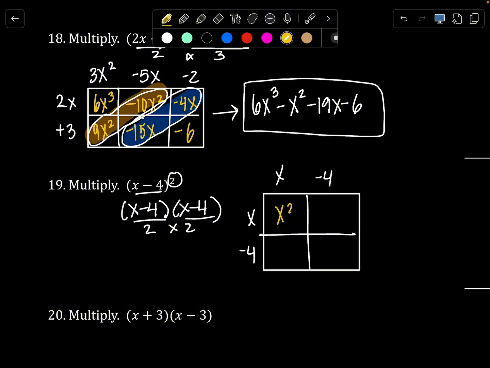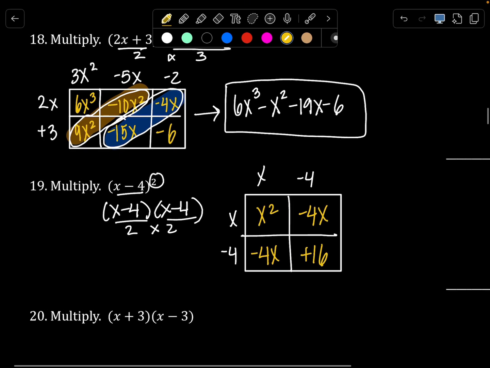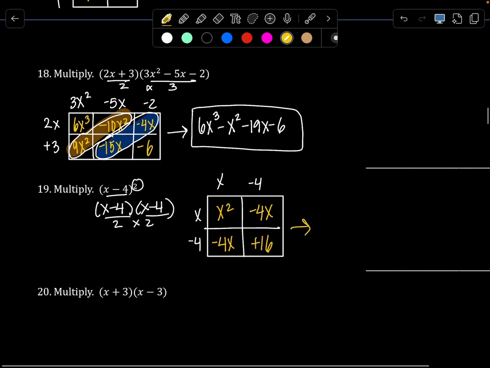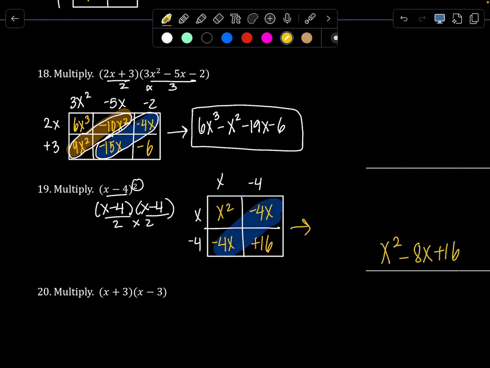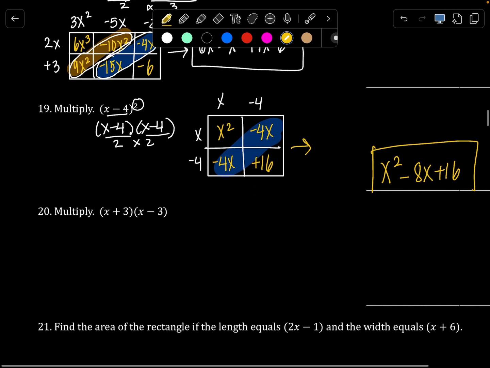X times x is x squared. X times negative 4 is negative 4x. You get the same thing here. And there you have it. You combine like terms for the diagonal and you get x squared minus 8x plus 16. Are there any questions? You guys should be writing these down. If you already worked on them, you should be checking your answer and making any modifications if needed.